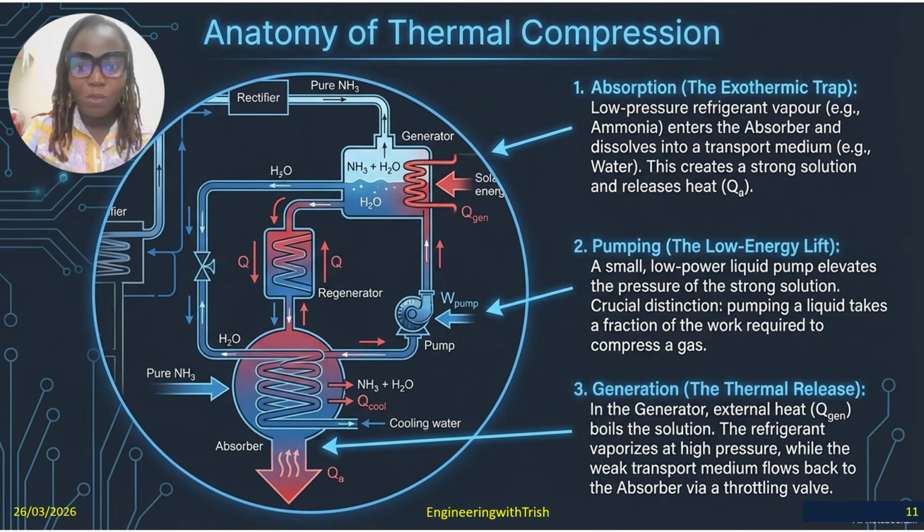Then we have the pumping. A small low power liquid pump elevates the pressure of the strong solution. And then you have the generation. Since the refrigerant is absorbed, there should be a generator that boils the solution. And at the end of the boil, what happens? The refrigerant vaporizes at high pressure, and then the weak transport medium flows back to the absorber. We'll go into this later. I don't want to burden you so much. You just have to know the differences.